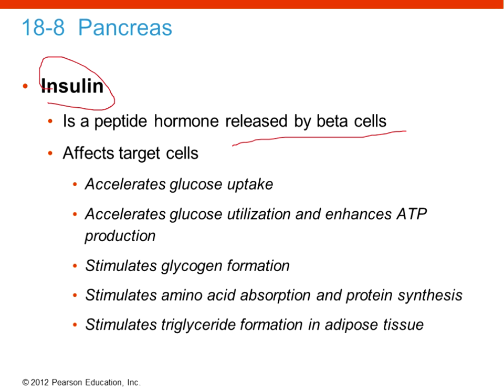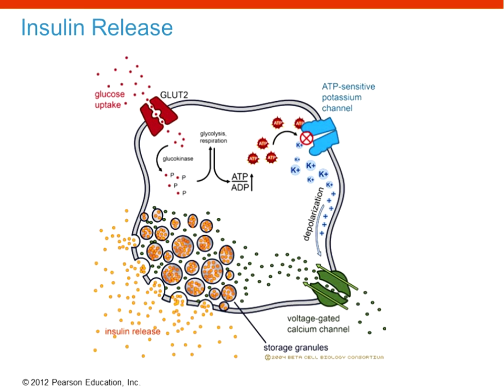Okay, so insulin is a peptide hormone released by the beta cells and impacts target cells like the muscle and the liver in all of these manners, right? Accelerates glucose uptake and utilization, stimulates glycogen formation, right? Glycogen is the storage form of glucose, okay? And all these things are then going to get sugar out of the blood and into those targets. And this sort of shows how it works.